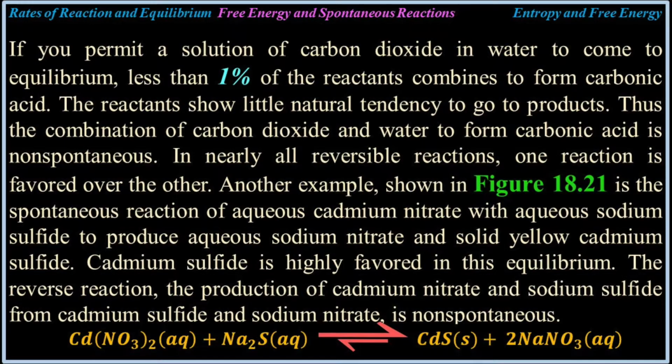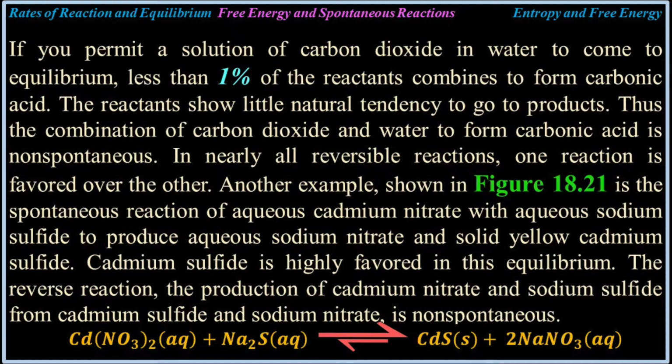If you permit a solution of carbon dioxide in water to come to equilibrium, less than 1% of the reactants combines to form carbonic acid. The reactants show little natural tendency to go to products. Thus, the combination of carbon dioxide and water to form carbonic acid is non-spontaneous. In nearly all reversible reactions, one reaction is favored over the other.